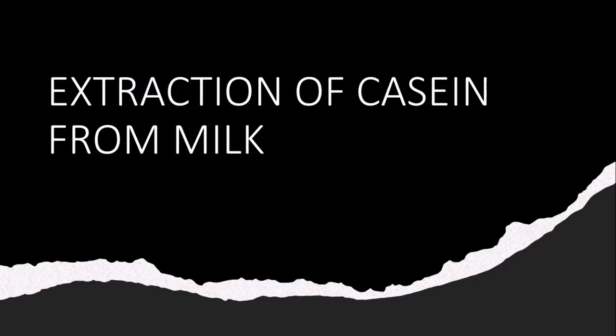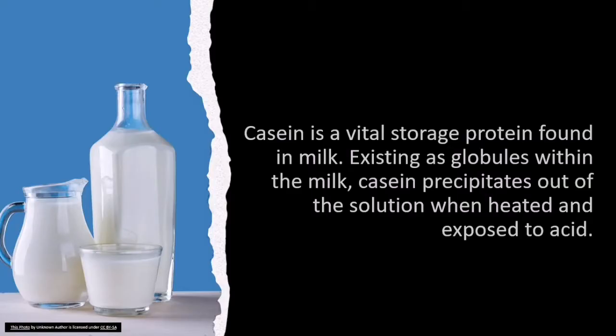Extraction of casein from milk. Casein is a vital storage protein found in milk. Existing as globules within the milk, casein precipitates out of the solution when heated and exposed to acid.